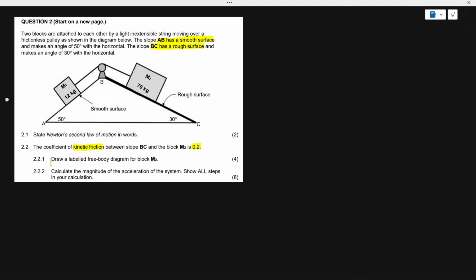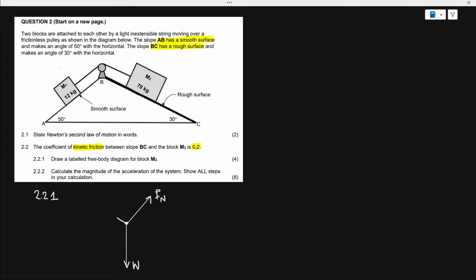Now, 2.2.1 says draw a labeled free body diagram for block M2. So let us do exactly that. For our free body diagram, we will draw a dot to represent the block. And as usual, we know that we have a gravitational force, or in other words, weight, which is acting directly downwards. And then the surface will exert a normal force on the block, which is always perpendicular to the surface.